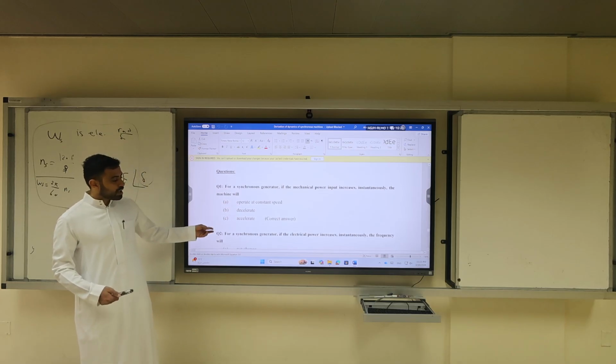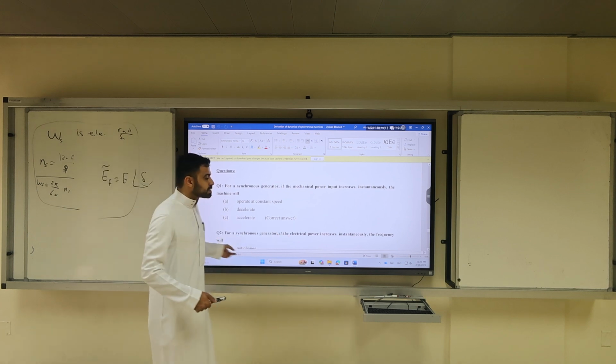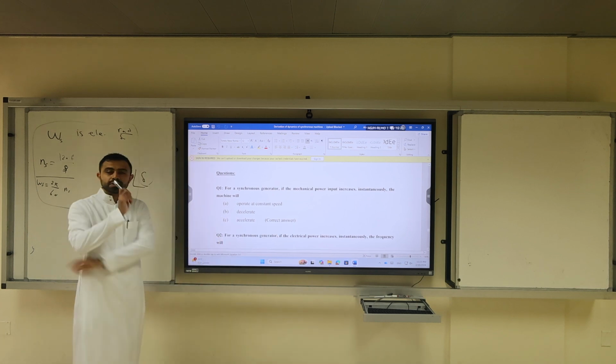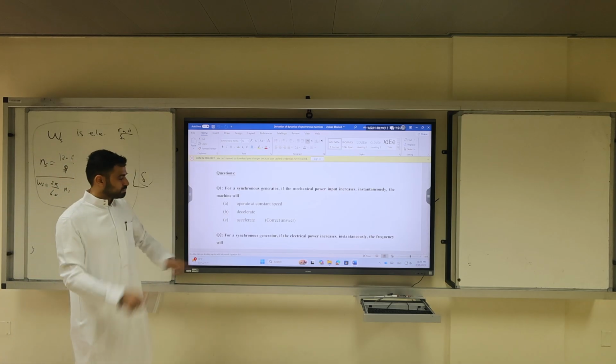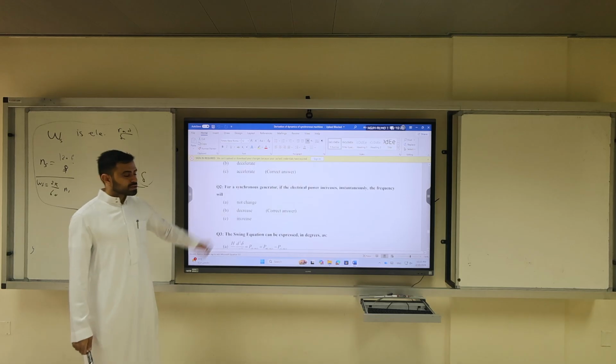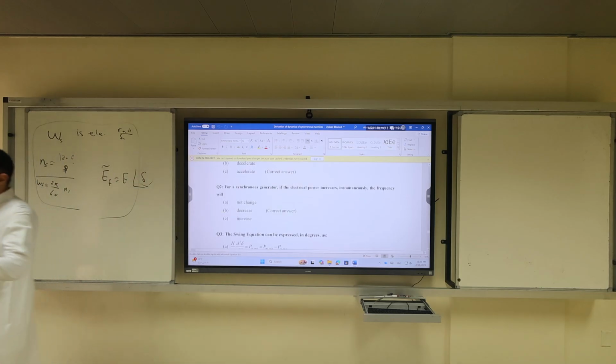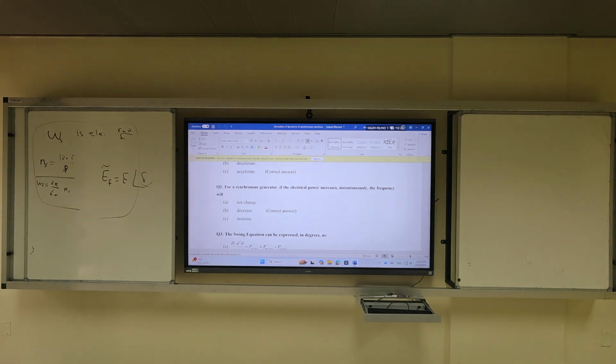For a synchronous generator, if the electrical power increases, what will happen to the frequency? Stay the same or increase? Still the same? Decrease, unless you have frequency control. It decreases. Why is that? Why do you think? Maybe because of the slip or something? Slip?